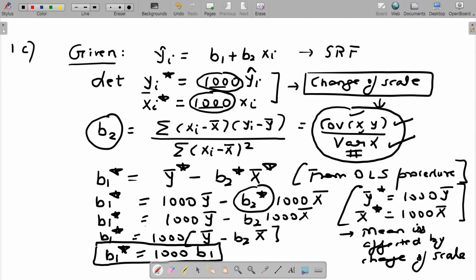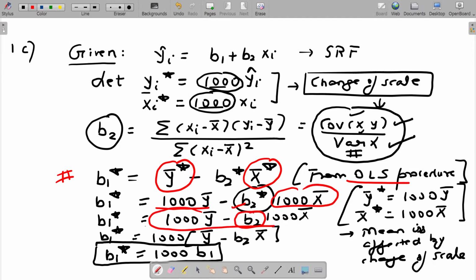I'm repeating the process again. By OLS procedure, B1 star will be y bar star minus B2 star x bar star. Y bar star is 1000 times original y bar. X bar star is 1000 times original x bar. I have shown that B2 star is equal to B2. Within this, I take 1000 common. Inside, I get y bar minus B2 x bar, which is nothing but my original B1. So I have shown that my new B1 is 1000 times the original B1.